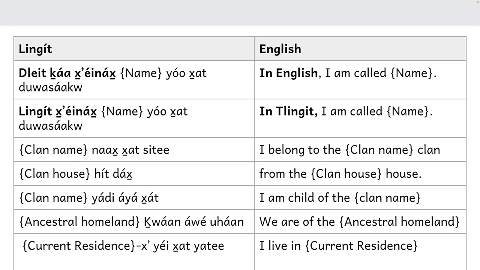In English I am called Kara, in Tlingit I am called Intu. I belong to the Ganakatati. I'm from the Whale House. I'm a child of the Kagwantan. We are from Klukwan, and I'm currently in Deishu.